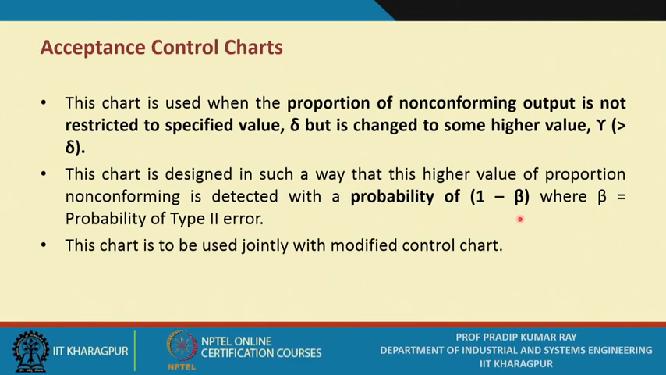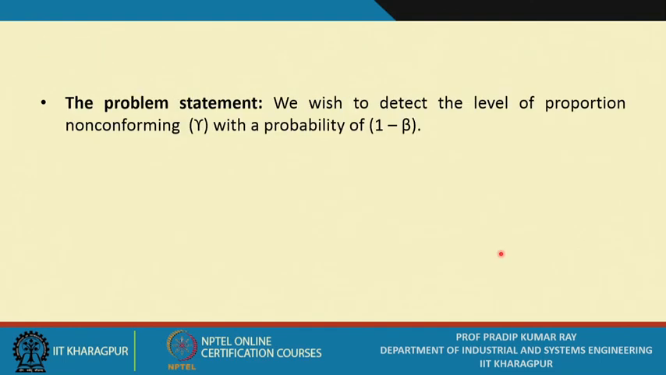Beta, as you know, is the probability of making type 2 error, that means essentially the probability of non-detection. Obviously 1 minus beta is the probability of detection. So that is to be assured, that means a high value of probability of detection is to be assured. This chart is to be used jointly with the modified control chart. This point I have already elaborated.